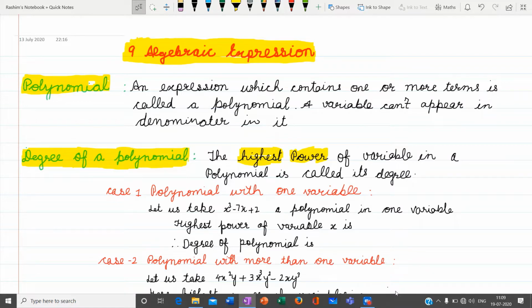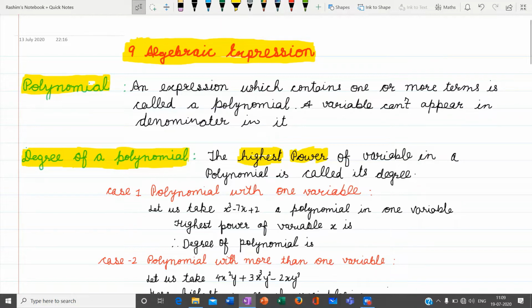Then now the main thing is the degree of the polynomial. Degree is the highest power of the variable in the polynomial. Highest power means the power of the alphabets. Okay. Now there are two cases of polynomials. First is when we have a polynomial with one variable only.